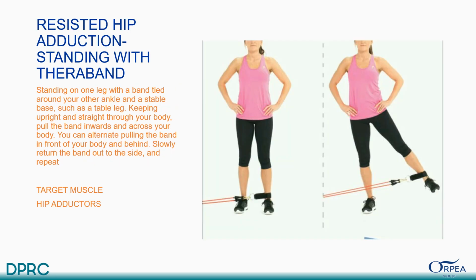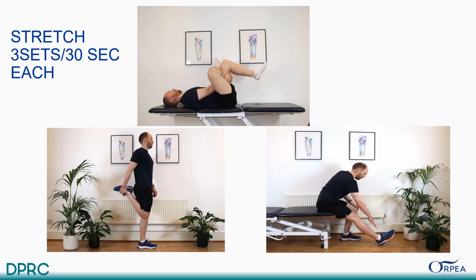Resisted hip abduction, standing with the TheraBand. Stand on one leg with the band tied around the other ankle and stabilize yourself as on a table leg. Keeping upright and straight through the body, pull the band inwards across your body. You can alternate by pulling the band in front of your body and behind too. Slowly return the band to the side and repeat. The target muscle: hip abductors.